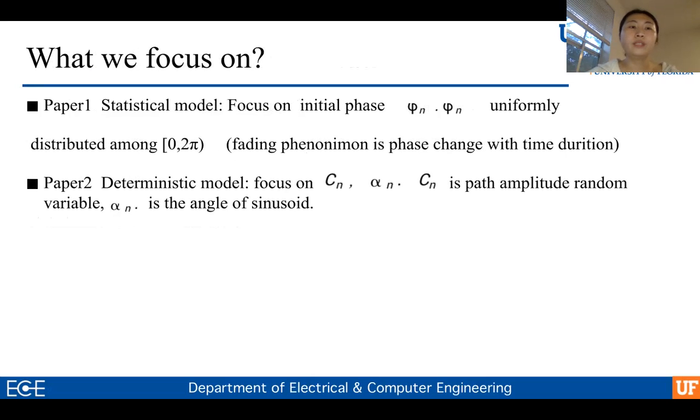And what do we focus on? We study two papers specifically. Paper one studies the statistical model, and it focuses on the initial phase phi n, which is uniformly distributed from 0 to 2 pi. Because the fading phenomenon is the phase changing with time, paper one studies the impact of the initial phase. Paper two focuses on the deterministic model, which means the parameters do not change at all. It focuses on phi n, Cn and alpha n. Cn is the path amplitude random variable, alpha n is the angle of arrival, and the phase and the Doppler frequency do not change.